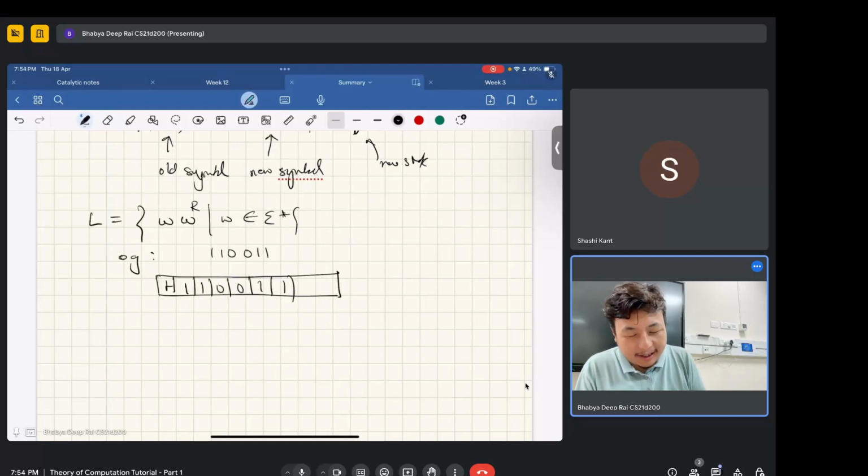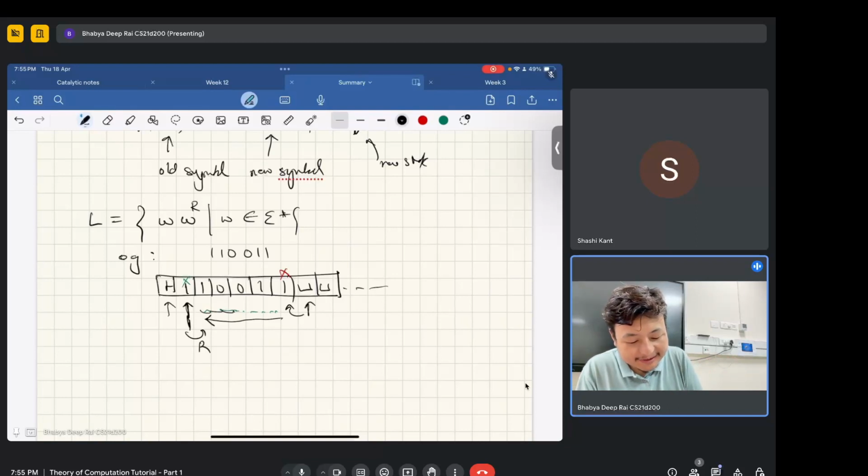I have the left end marker, and I see the first symbol, it's a 1. The idea is I'll mark this by a different symbol, increasing the alphabet. I'll mark it as an X. Then I'll keep moving right until I see a blank symbol. Once I see a blank symbol, I'll go to the left and notice that this is also a 1, so I'll mark this as X. Getting it?